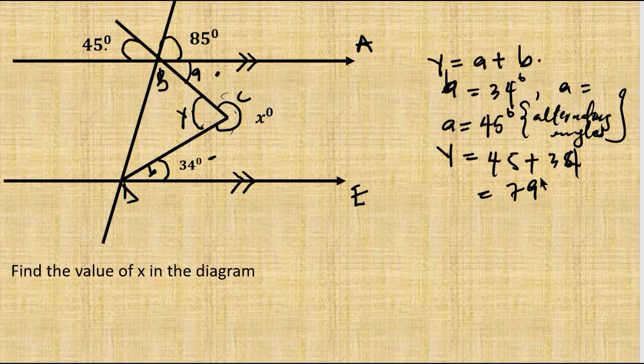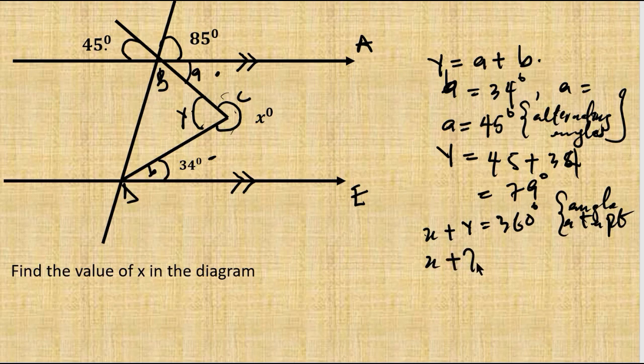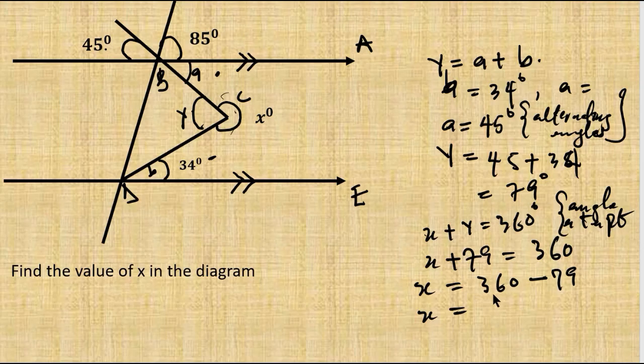If Y is equal to 79 degrees, obviously X plus Y is equal to 360 degrees, that's the sum of angles at a point. So X plus 79 degrees is equal to 360. X will be equal to 360 minus 79. X obviously is equal to 281 degrees. Now, you've seen how to use the M shape.